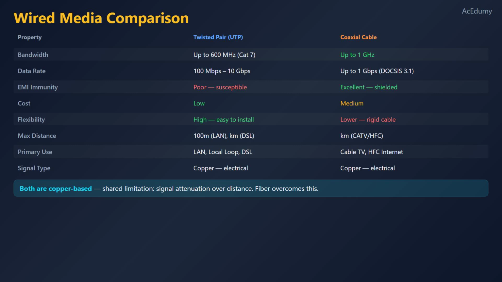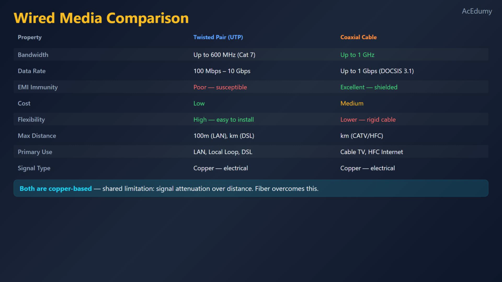Let us compare the wire transmission media we have covered. Twisted pair is the cheapest and easiest to install, but it has the lowest bandwidth and highest susceptibility to interference. Its maximum data rate ranges from 100 megabits per second for Cat5 to 10 gigabits per second for Cat6a and Cat7. Typical reach is 100 meters for LAN and several kilometers for DSL in the local loop. Coaxial cable offers higher bandwidth up to 1 GHz with good EMI immunity thanks to its shielding, but it is more expensive and less flexible than twisted pair. It is primarily used for cable television and HFC internet access.